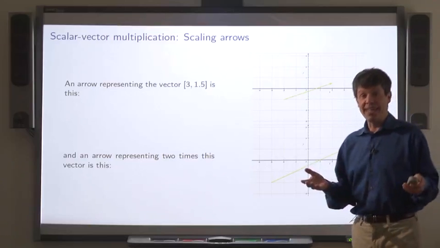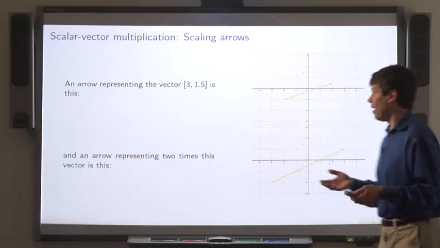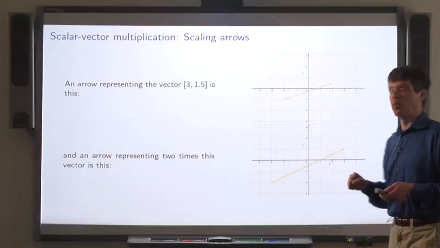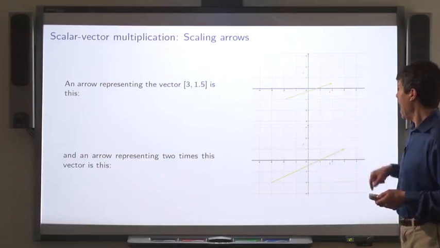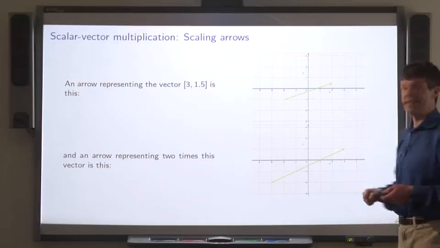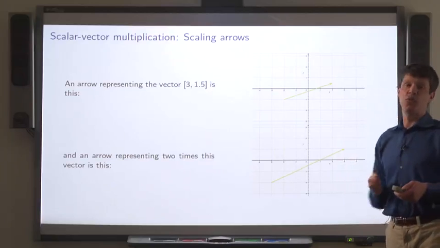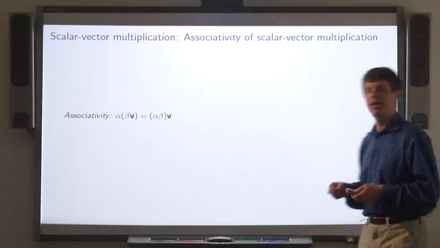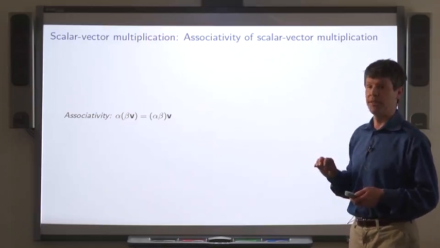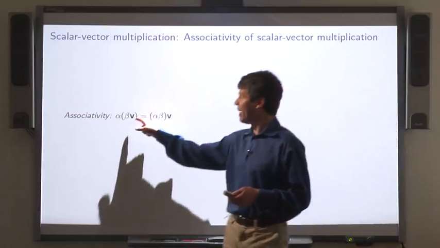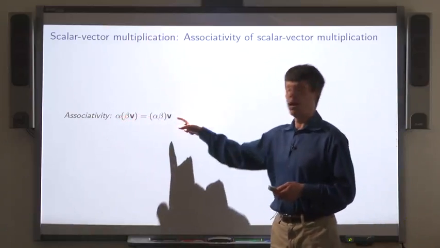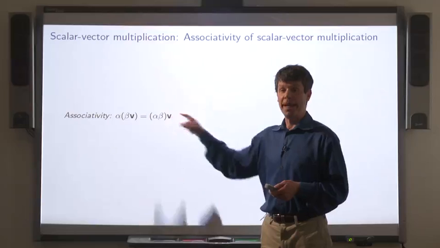Now let's interpret scaling as an operation on arrows. So here's an arrow representing the vector [3, 1, 5]. And when we scale it by 2, we get a vector that's in the same direction but is twice as long. Scalar-vector multiplication satisfies an algebraic property that multiplying a vector by beta and then multiplying the result by alpha is the same as multiplying the original vector by alpha times beta.